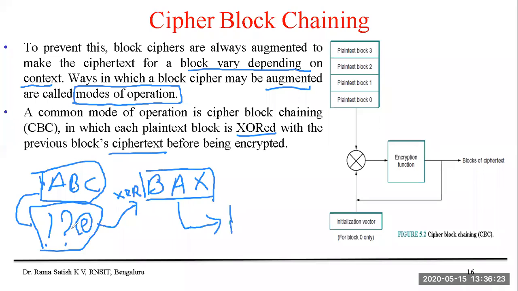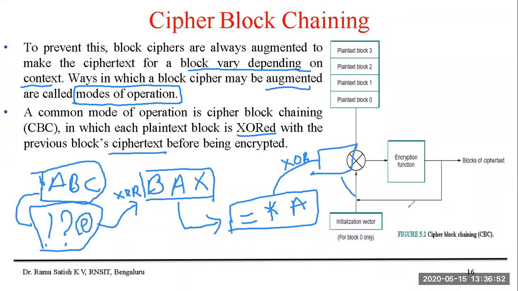B is supposed to be question mark. Here B is not question mark. B becomes equals, because B is XORed with the exclamatory mark, and question mark will become a star, and your X becomes A. So you see, this is your ciphertext. This ciphertext again is XORed with the next block of plain text, and you will get ciphertext.